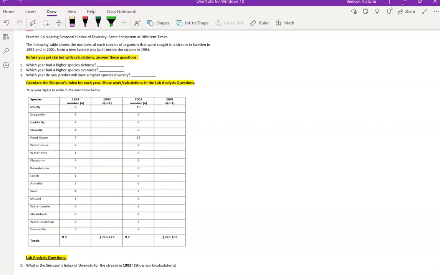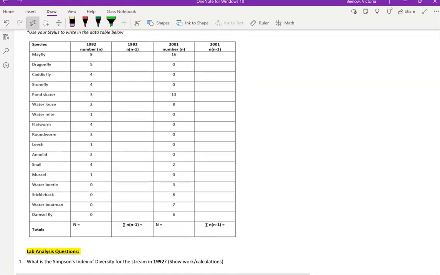And I set the table up this way to make your calculations a little bit easier. So for this column right here, you're simply just going to add up all of those together to calculate big N, and I'm going to do that right now. So I added all of these up, and I got 42. Okay, so you're just going to add all of these up to get your big N, which is how many species you have all together.